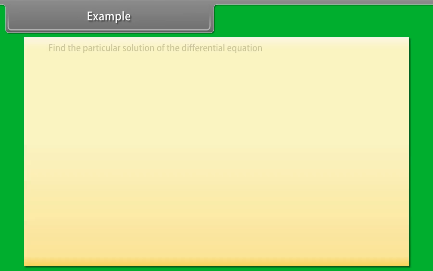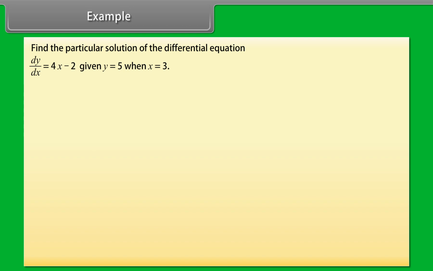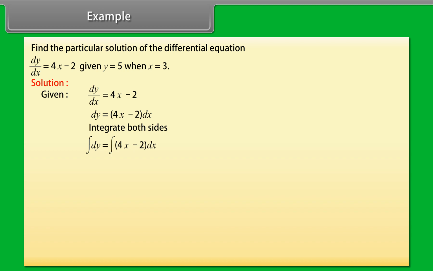Example. Find the particular solution of the differential equation dy by dx equals 4x minus 2 given y equals 5 when x equals 3. Solution. Given dy by dx equals 4x minus 2. dy equals 4x minus 2 dx. Integrate both sides. Integral of 1 with respect to y equals integral of 4x minus 2 with respect to x. y equals 2x square minus 2x plus c is the general solution. When y equals 5, x equals 3.